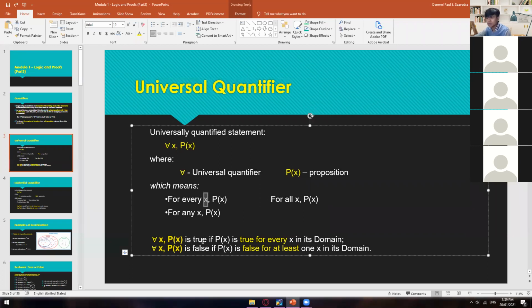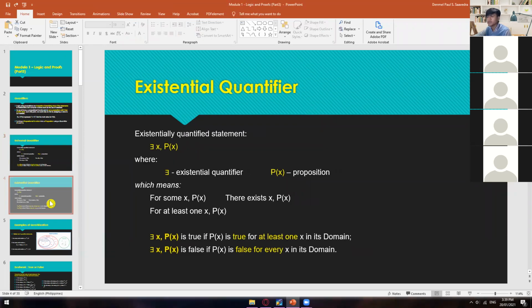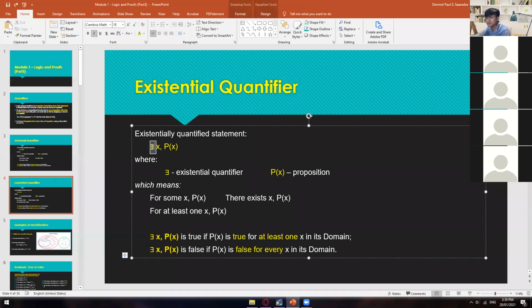Moving on, we have existential quantifiers. You can say that this is the opposite of the universal. It is symbolized by a flipped letter E, which is the existential quantifier, and P of x is just again the proposition.